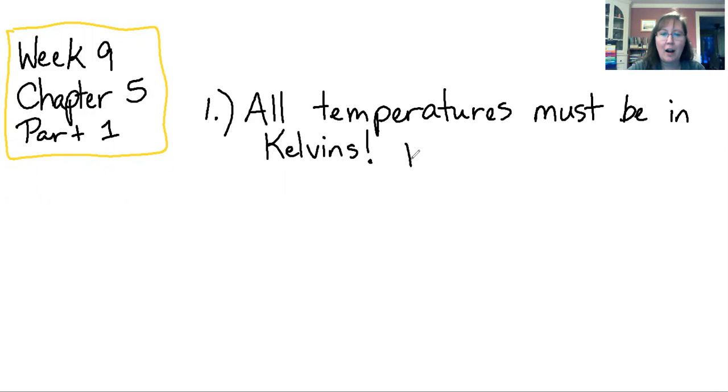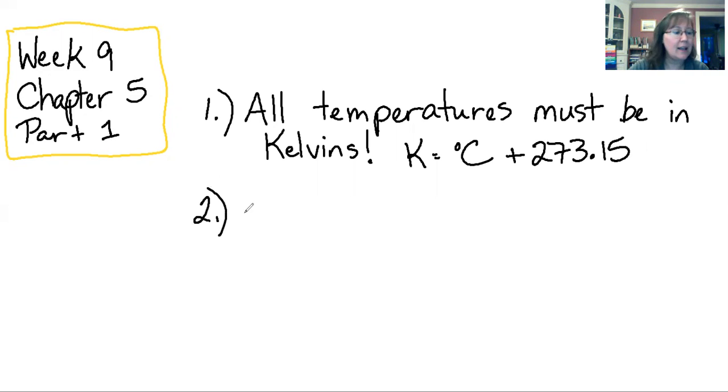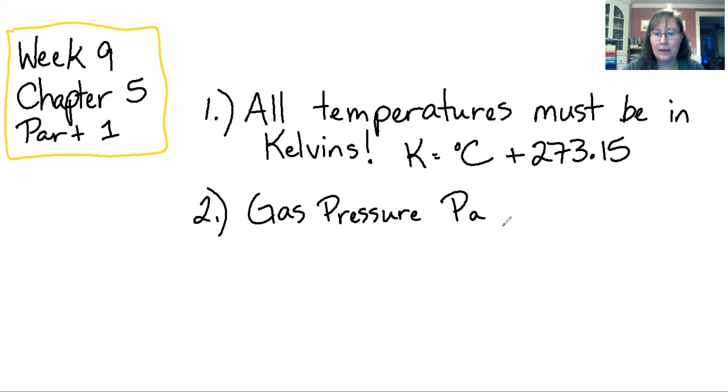So let's remember that our Kelvin temperature is equal to our temperature in degrees Celsius plus 273.15. All right, now the second thing is that there are 3 different units that we're going to use for gas pressure. And they are pascals, and, well, this is not really a different one, but kilopascals, and atmospheres, and millimeters of mercury, which are also known as torr.